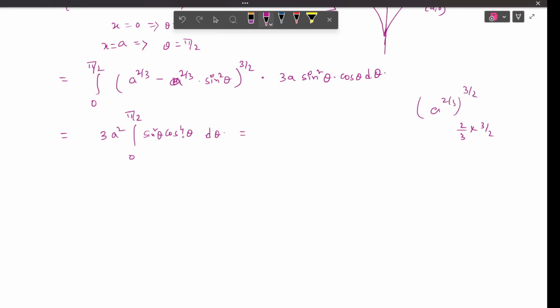Now if we take cos square theta from here, sin square theta from here, and if we multiply and divide by 4, so 4 will go inside, and it will be 2 sin theta cos theta whole square. That means sin 2 theta whole square. So it would be sin square 2 theta, and we remain with 1 cos square theta outside d theta.